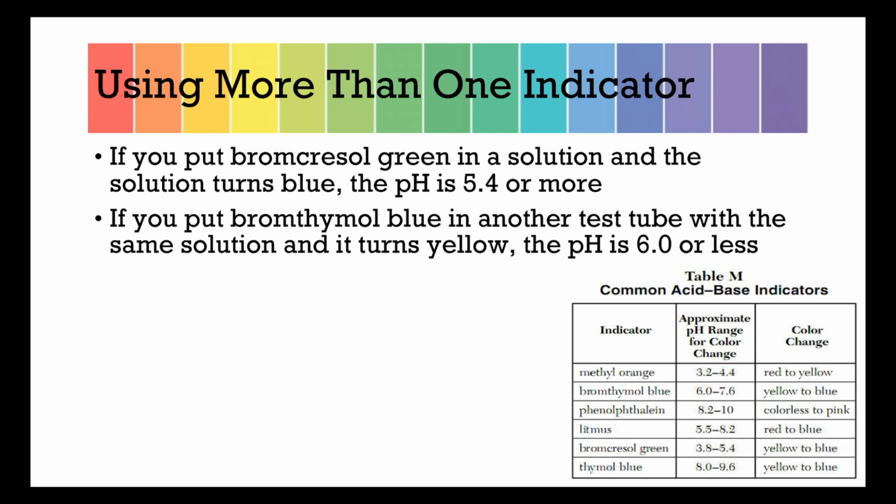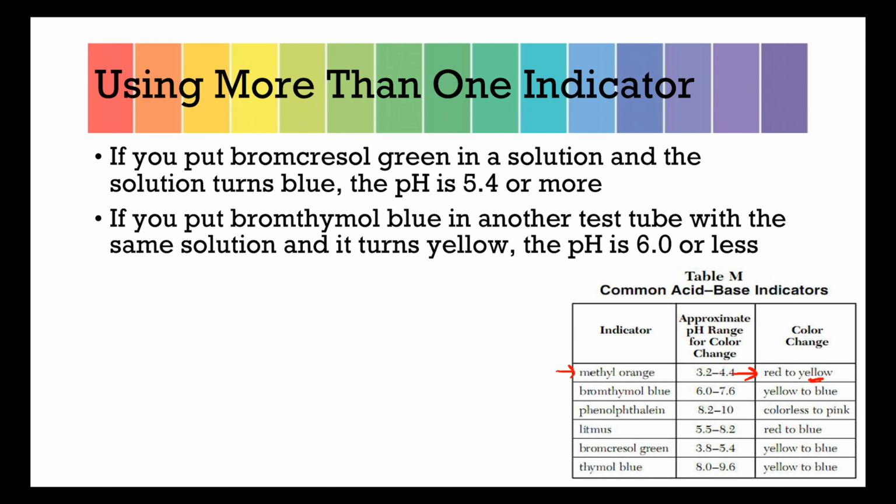Okay, so you can use more than one indicator to figure something out. If we're looking at methyl orange for a second, if it's yellow, that means you have a pH of 4.4 or higher. Well, cool. That narrows it down not very well at all, because it could be 4.4, 4.5, 5, 6, 7, 8, 9, 10, 11, 12, 13, 14. That doesn't help. So most of the time, people will use more than one indicator.